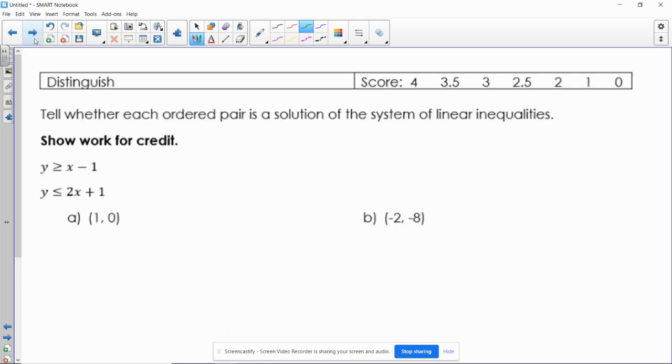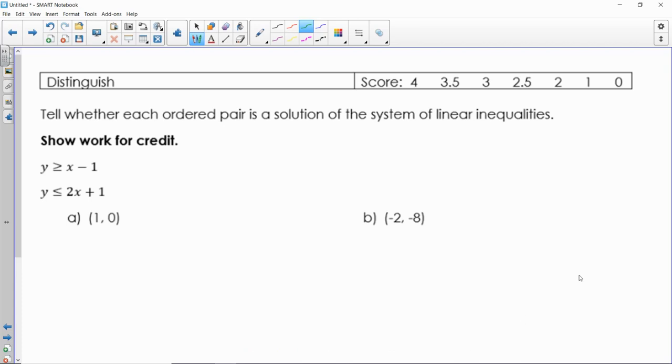Moving on to the second competency, distinguish. I had to determine whether or not these are a solution to the system of equations. A lot of you did a bunch of math but didn't answer the question. So, tell whether each ordered pair is a solution. You have to end it with yes, it's a solution, or no, it's not a solution.